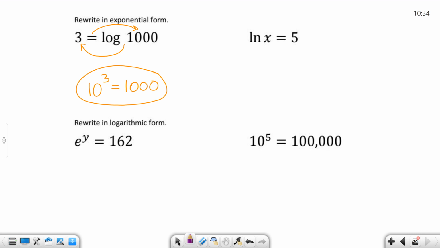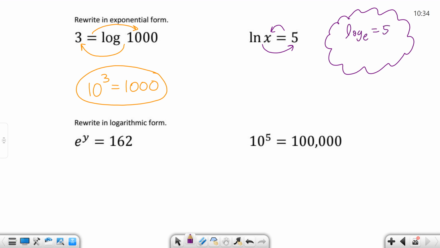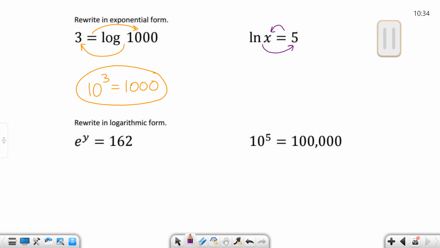And then here, we're getting rid of the ln. We're going to start with the base equals this. So if you wanted to think about this over to the side, you could say log base e equals 5. Now, you really would never do that, but I'm saying as far as rewriting, that's how we're thinking about this. You just remember ln is base e, so we're going to say e to the 5th power equals what's left, x. So e to the 5th power equals x.